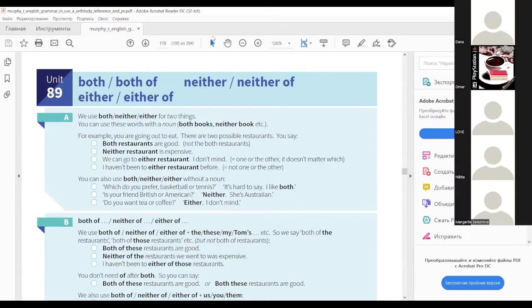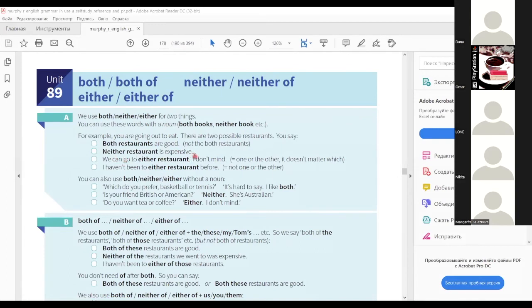Давайте поедем дальше. Еще немножко грамматических штук. So, both of, neither of, and either of. We use this for two things. Like, you can use these words with a noun, both books, neither book, etc. For example, you're going out to eat. There are two possible restaurants. You say, both restaurants are good. Они оба хороши. Neither restaurant is expensive.